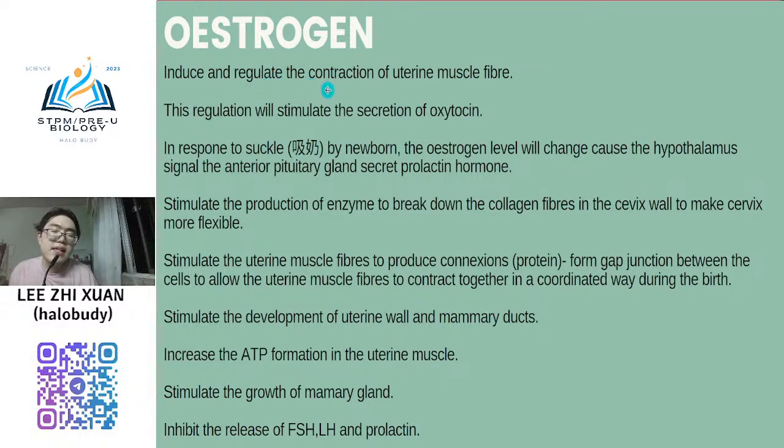Besides the thickness of the endometrium wall that I already mentioned, you need to ensure about this. It can induce and regulate the contraction of uterine muscle fiber, and this regulation will stimulate the secretion of oxytocin. Normally these two are at the very end, the final stage of pregnancy. We will refer to this when we go to parturition, meaning the birth process from the mother. But you need to know that contraction of uterine muscle is very important during pregnancy.